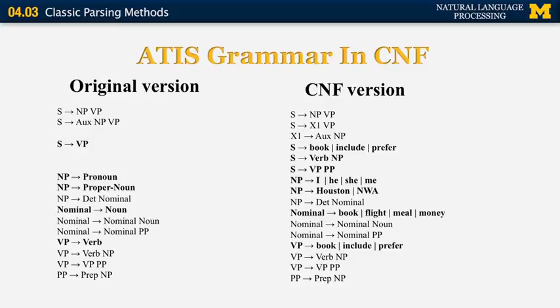So for example, NP goes to pronoun is going to be replaced directly with NP goes to I, or he, or she, or me. NP goes to proper noun is going to be replaced directly with the terminals, NP goes to either Houston or Northwest Airlines, and so on. So there is an automated procedure that takes the original grammar and binarizes it and turns it into Chomsky normal form.